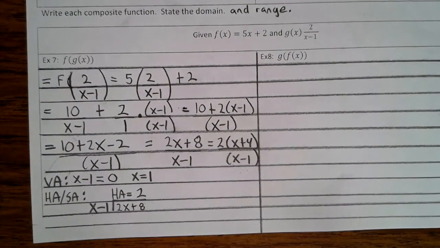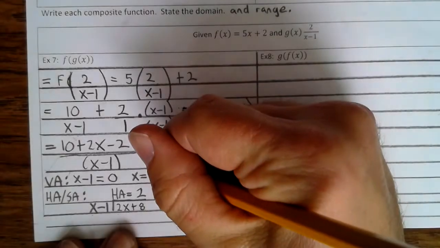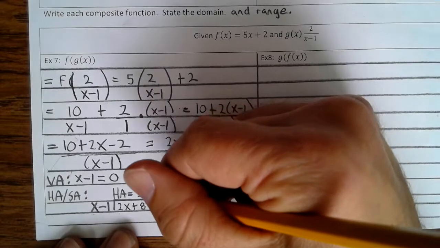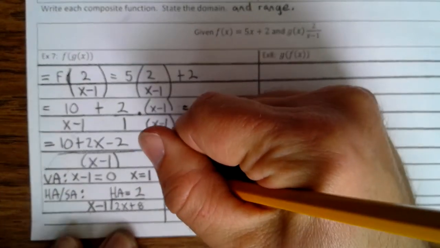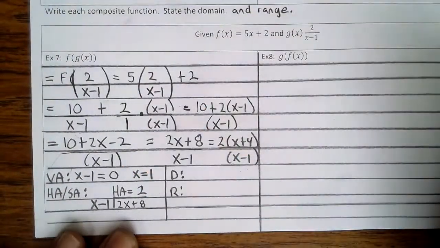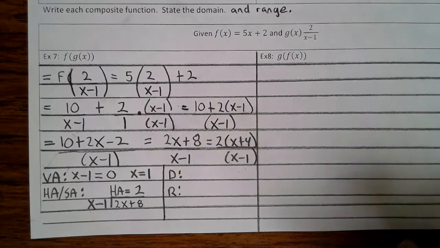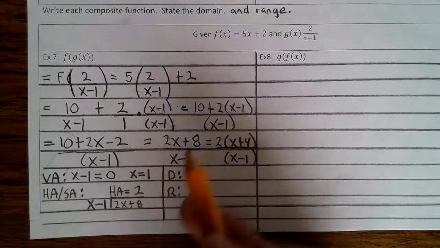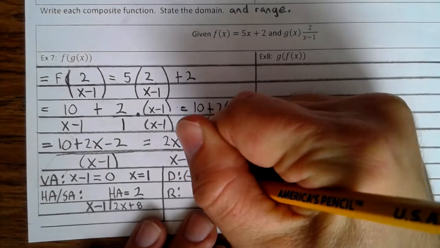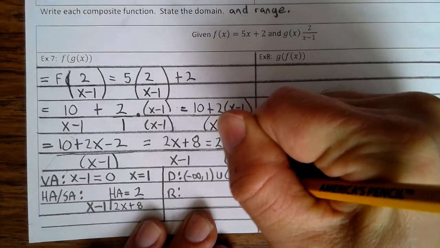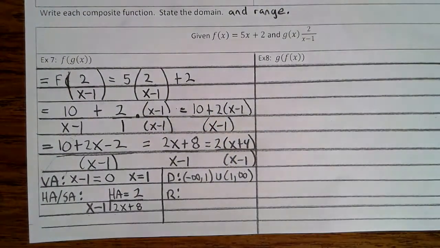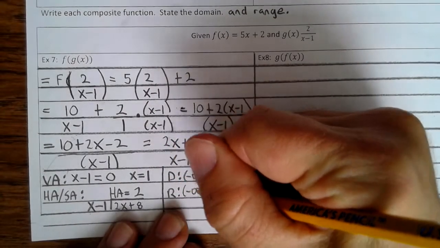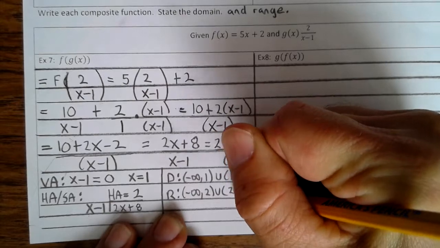So now that we know the vertical asymptote and horizontal asymptote, we can do the domain and range. Now, the vertical asymptote affects the domain. So it's going to be from negative infinity to 1 or 1 to infinity. And then the horizontal asymptote affects the range, so it's from negative infinity to 2 or from 2 to infinity.